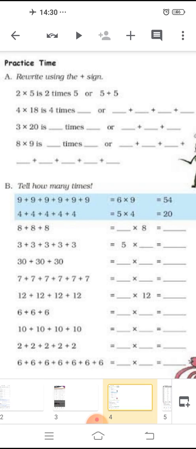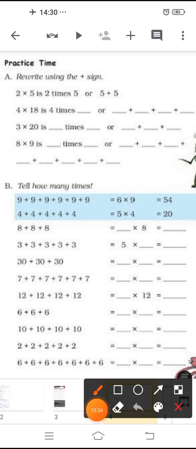2 into 5 is 2 times 5, or 5 plus 5. 2 is written first and the times is 5. So if we add 2 times, this we have done. So this is your homework. You will do the rest on your own. One I will tell you, the rest you will do on your own. Okay. This is done for you.